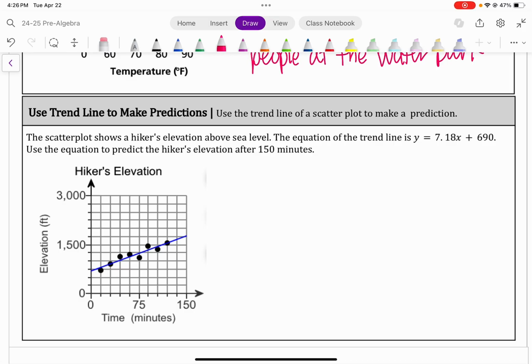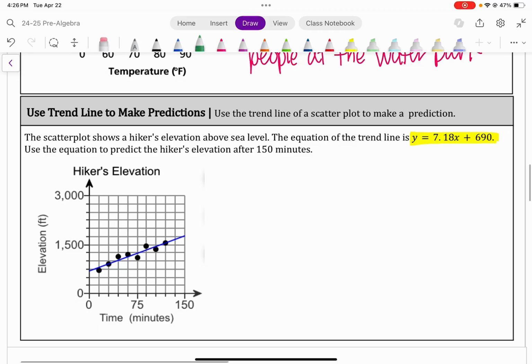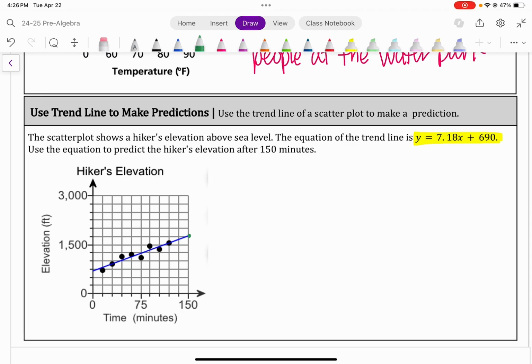We're going to do the same thing here. The scatter plot shows a hiker's elevation above sea level. The equation of the trend line is y equals 7.18x plus 690. Use the equation to predict the hiker's elevation after 150 minutes. Well, I can see 150 minutes right here.